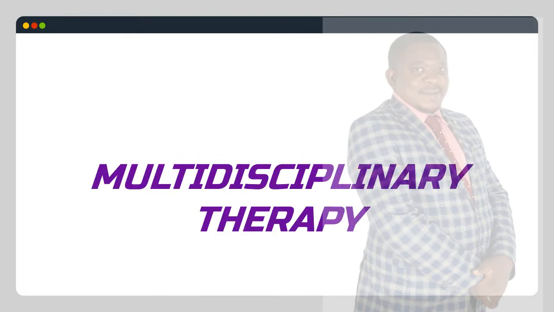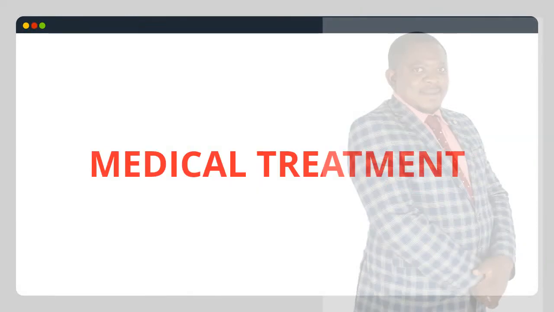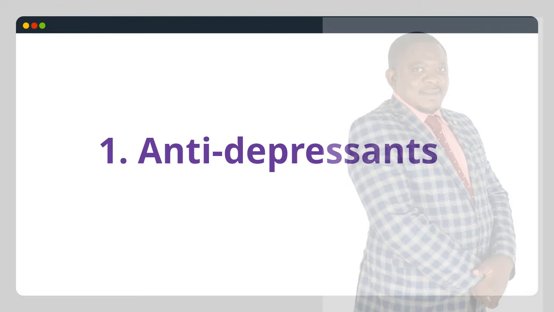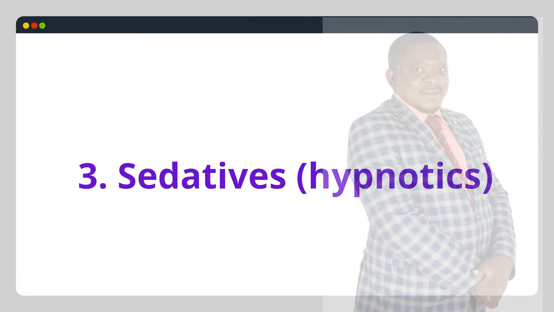Management. Multidisciplinary therapy. A multidisciplinary team is required that includes neurologists, developmental pediatrician, physiotherapist, orthopedists, occupational therapist, speech therapist and audiologist, to help with language delay or with a suspected hearing loss. Medical treatment. The medications most commonly prescribed for persons with mental retardation and mental illness fall into the following classes: antidepressants, mood-stabilizing agents, sedatives, hypnotics.